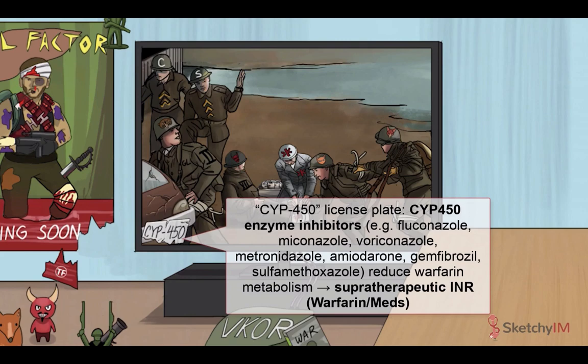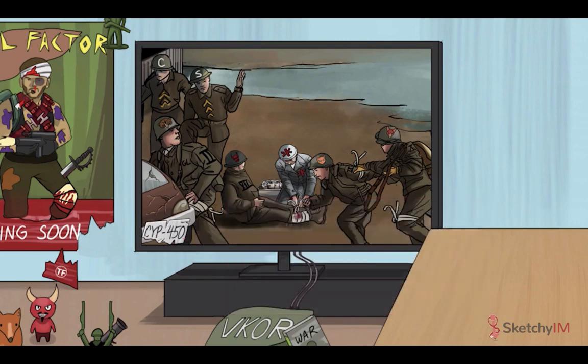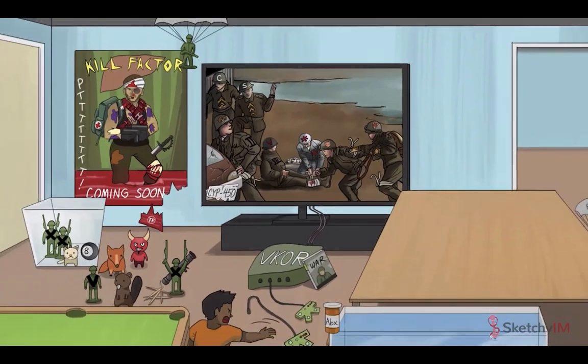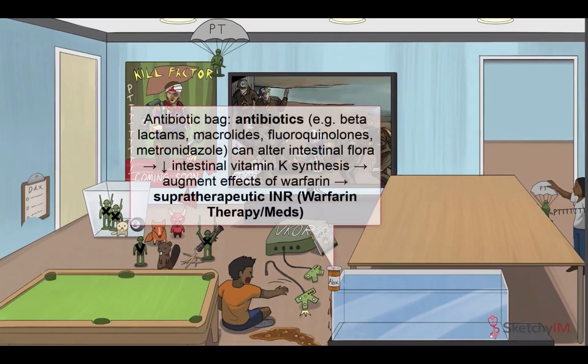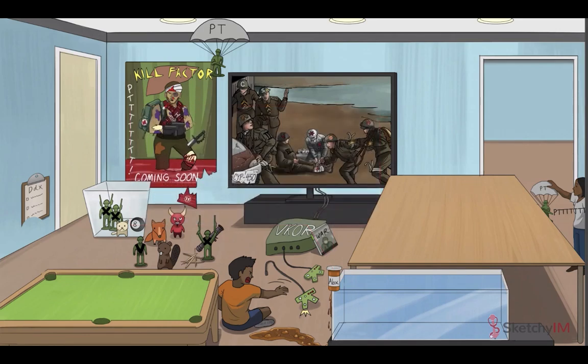Some of these meds include fluconazole, miconazole, voriconazole, metronidazole, amiodarone, gemfibrozil, and sulfamethoxazole, which I remember with the acronym FEMVAG. Badges? Okay, no, I don't, but I could. In addition, as we discussed with vitamin K deficiency, some antibiotics can alter intestinal flora, reduce vitamin K synthesis, and thus augment the effects of warfarin. INR can also fluctuate based on dietary intake of vitamin K.